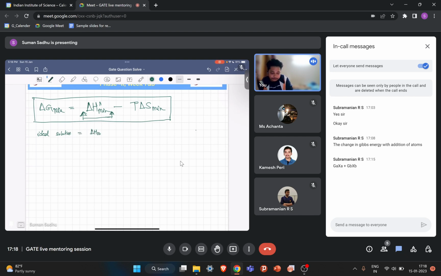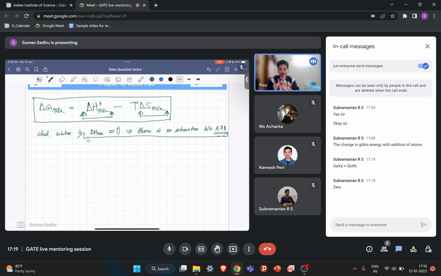What is the value of delta H mix for an ideal solution? Anybody of you know? Yes, you are right, it is 0. So for an ideal solution, delta H mix is 0. Delta H mix 0 means there is no interaction between A and B. But still, your free energy decreases because of the configurational entropy. So this delta S mix is because of the configurational entropy.